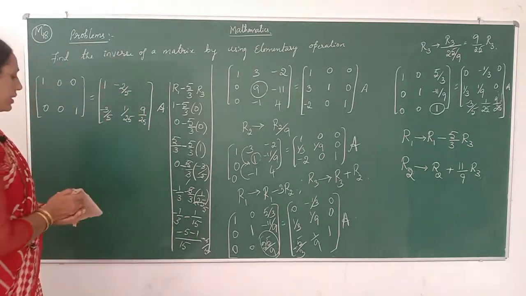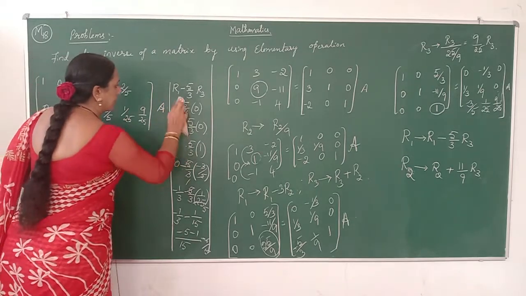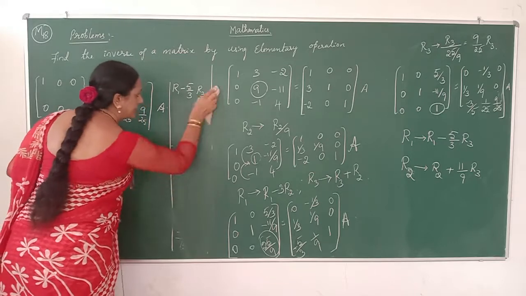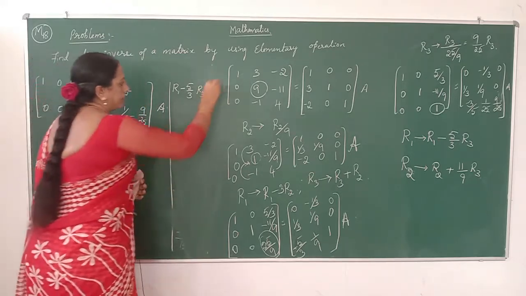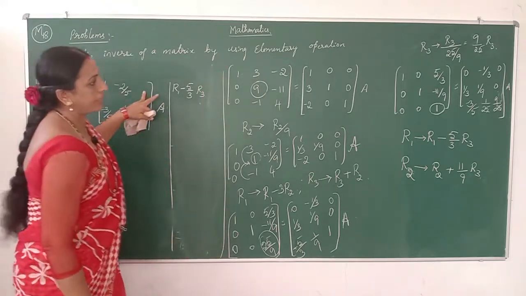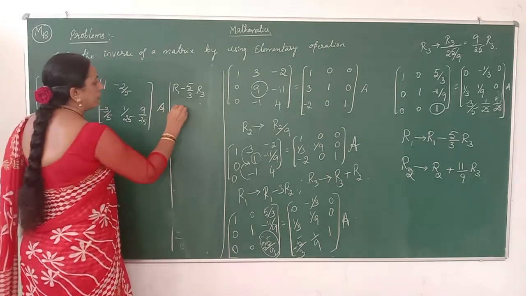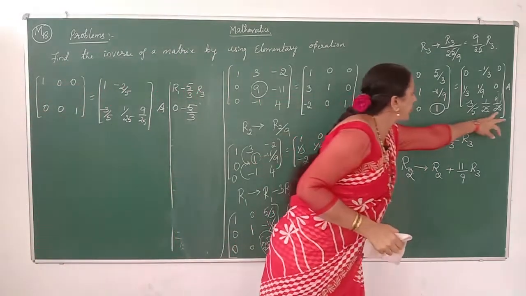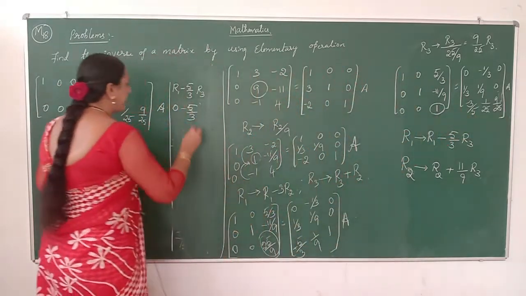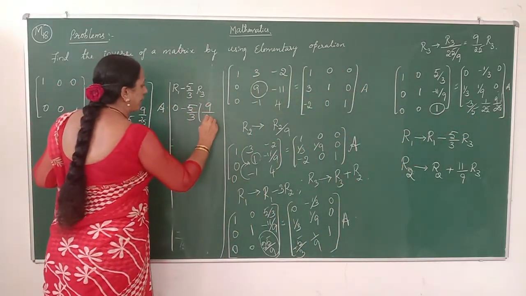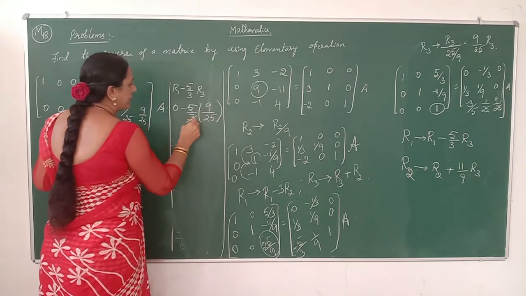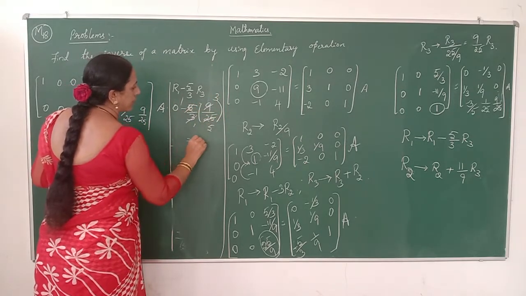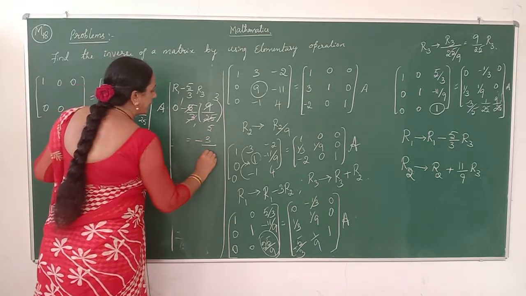Similarly, the next element: R1 is 0 minus 5 divided by 3 of the corresponding R3, which is 9 divided by 25. Simplify: 3 ones are 3, 3 threes are 9, 5 ones are 5, 5 fives are 25, giving minus 3 divided by 5.